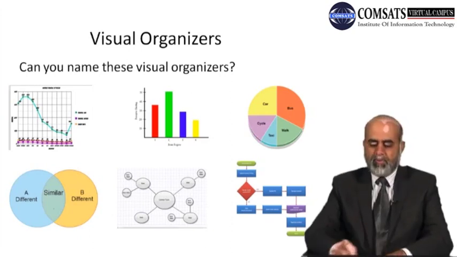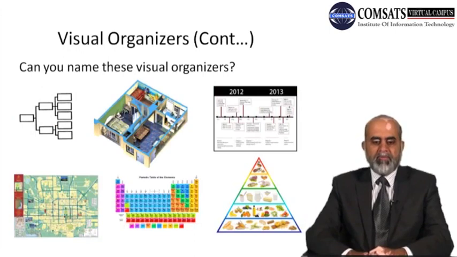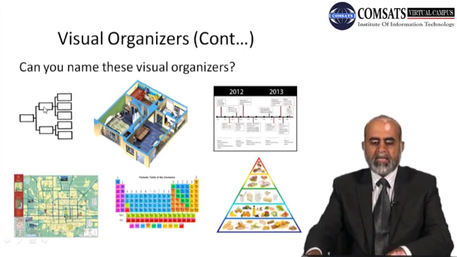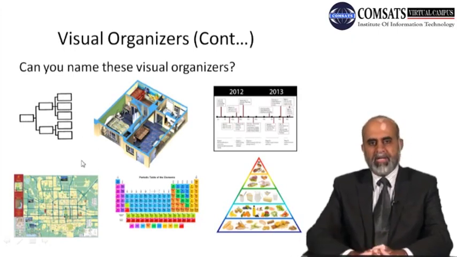Alright, let's look at a few more visual organizers, and let me see if you can name them this time. This one is pretty common, and I'm sure most of you will be able to name it. You are right, this is a tree diagram. A tree diagram usually has one main stem, and then you have two offshoots here, and these offshoots are further divided into other branches. So one stem is divided into two branches, and then these branches are divided into further offshoots. That's why it is called a tree diagram.